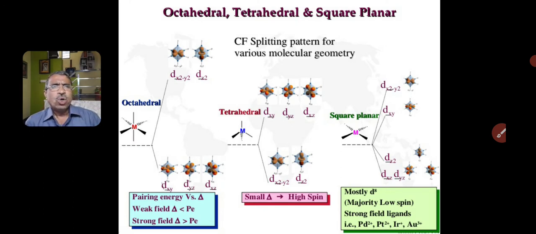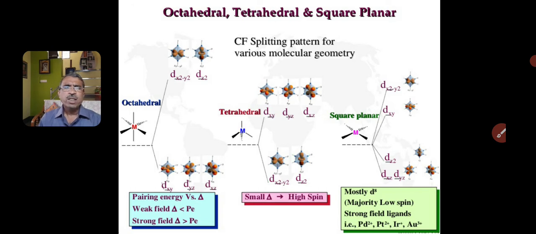This is a slide that shows all the three types of the crystal field splittings. In octahedral complex, the d orbitals split into t2g and eg. The t2g has lower energy and eg has higher energy. In tetrahedral complex, as the orbitals are approaching in between the axes, therefore the e orbitals, that is dx square minus y square and dz square, have lower energy, and the t2 orbitals, that is dxy, dyz and dxz orbitals, have higher energy.